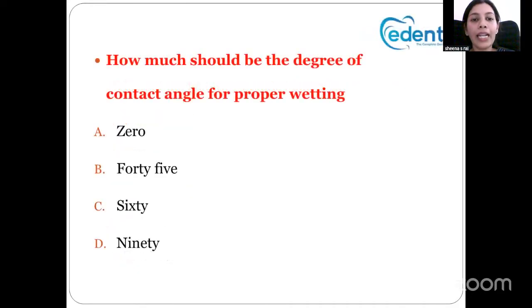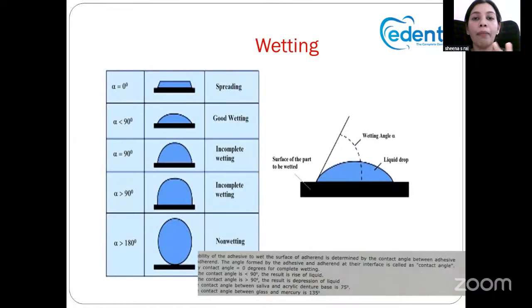See. Next, based on wetting, how much should be the degree of contact angle for proper wetting to take place? So we know that for a surface to have the proper liquid wet it, it should have a contact angle of 0. So please keep this in mind. If the contact angle is 0, that means there's proper wetting of the surface taking place. The answer is 0. Some important points that you have to keep in mind. The first is, as I told, if the contact angle is 0, there is complete spreading or complete wetting of the surface taking place.